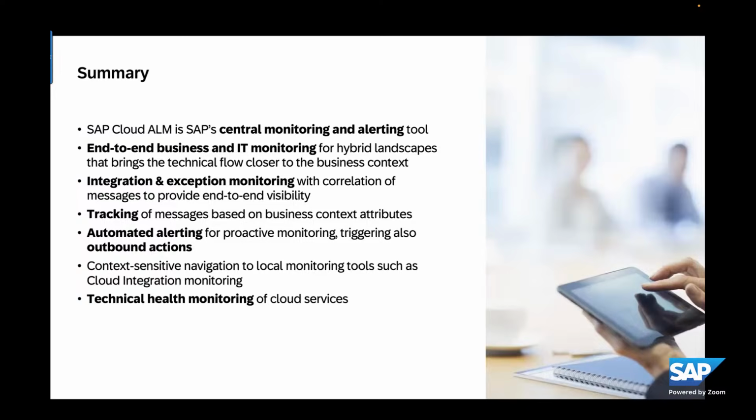As a short summary, I can tell you that SAP Cloud ALM is the strategic tool for central monitoring and alerting. We tried here simply to bring together the business and the IT monitoring for hybrid landscapes. We have a strong correlation of messages to provide end-to-end visibility and integration exception monitoring. This will be also further improved in the future. We can track messages based on business context attributes throughout the whole landscape.